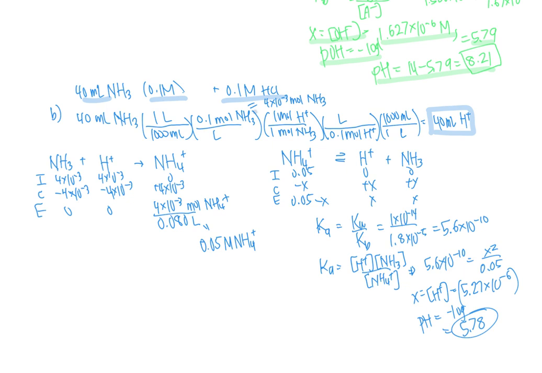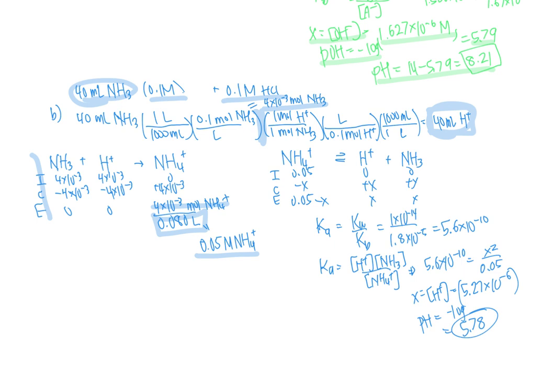And I find out if I just stop right here that my equivalence point, my number of moles of ammonia is 4.0 times 10 to the negative third moles. So I can plug that into my reaction table, and I find out that I have 4 times 10 to the negative third moles of ammonium, and I'm going to divide by my total volume, which is 40 milliliters plus 40 milliliters, so 80 milliliters or 0.08 liters. So my concentration of ammonium is 5 times 10 to the negative 2 molar.